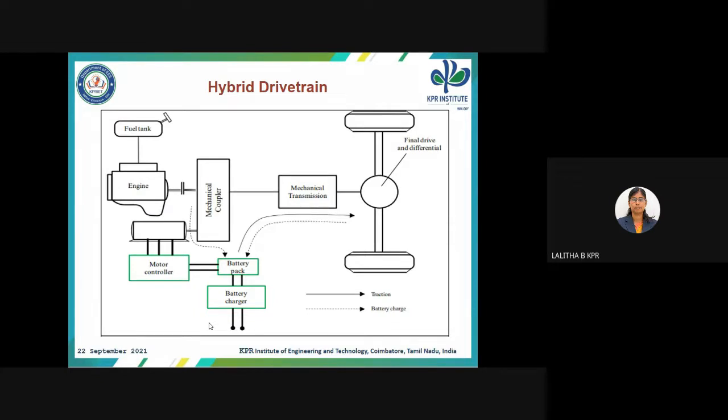In this operation, the traction is carried out, and the battery charging is also carried out when the IC engine alone is operating. So there are three operating modes: the electric motor running alone, the IC engine operating, and the IC engine and electric motor both operating. In the IC engine alone operating condition, only the charging will happen. So this is about the hybrid electric vehicle.